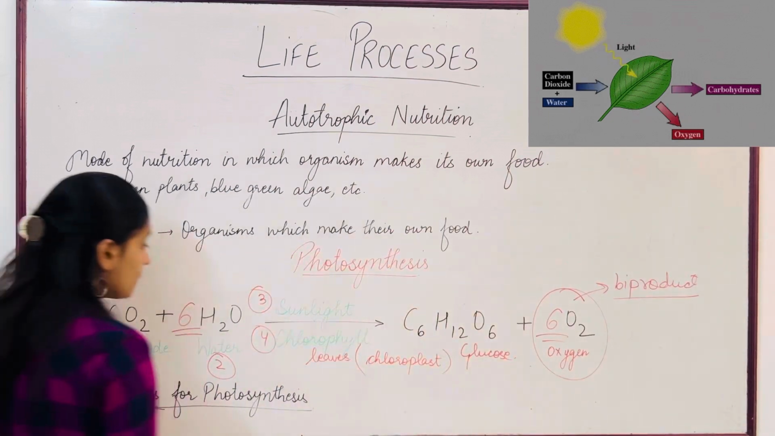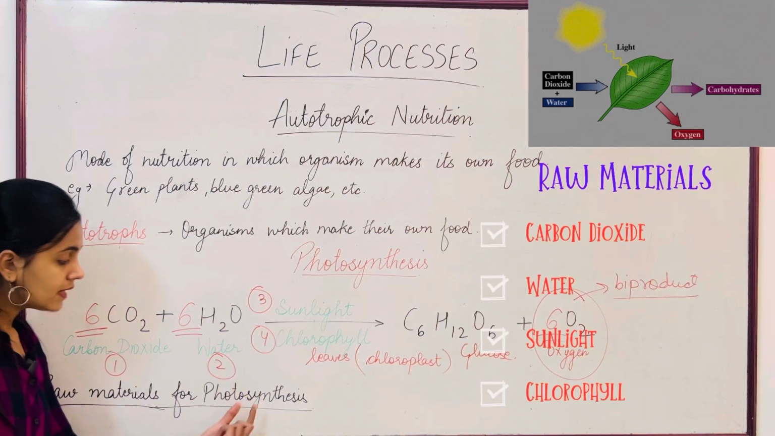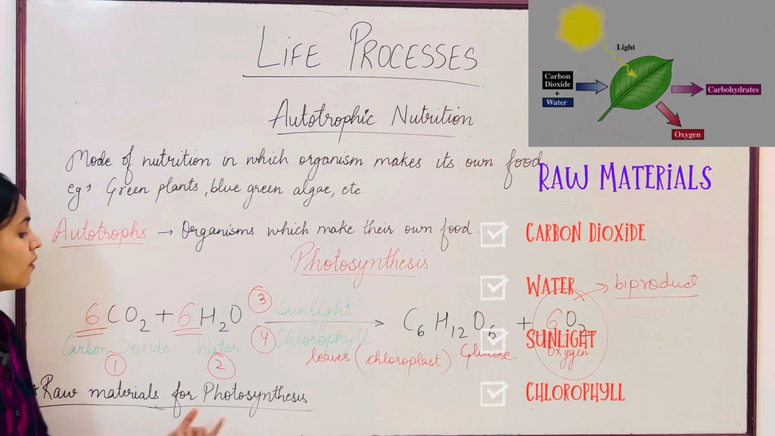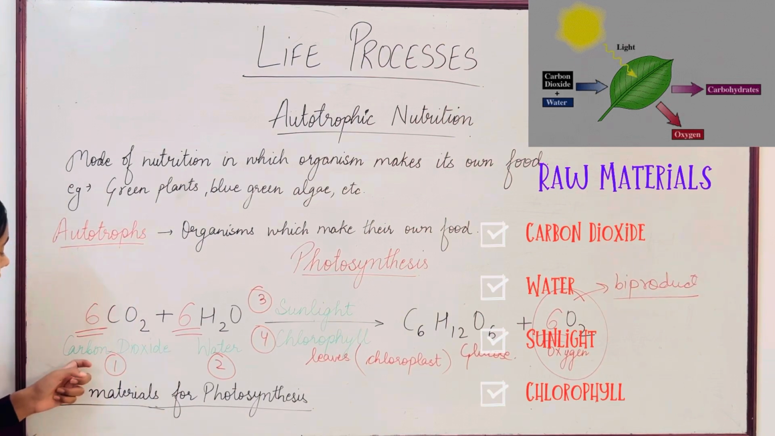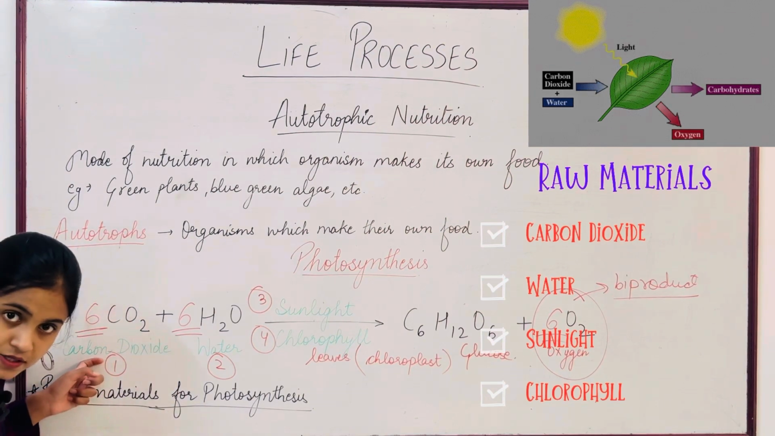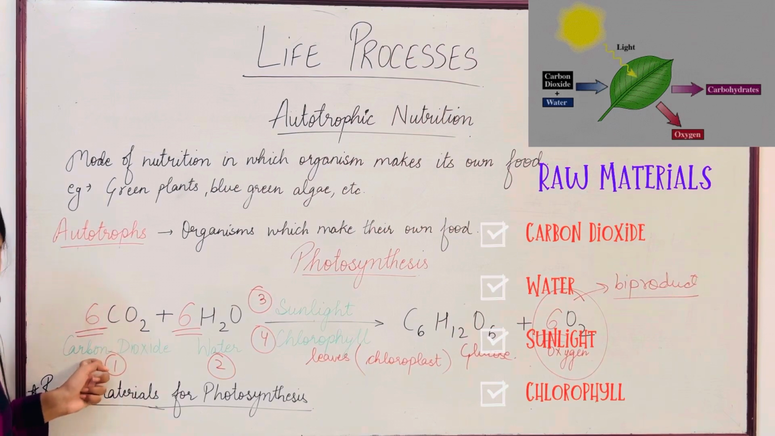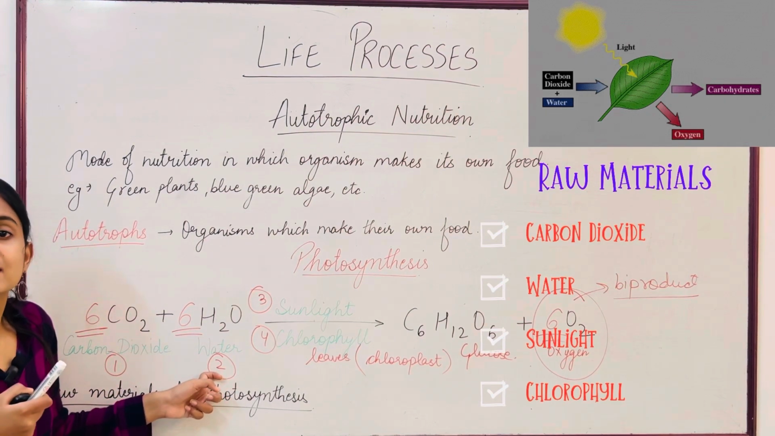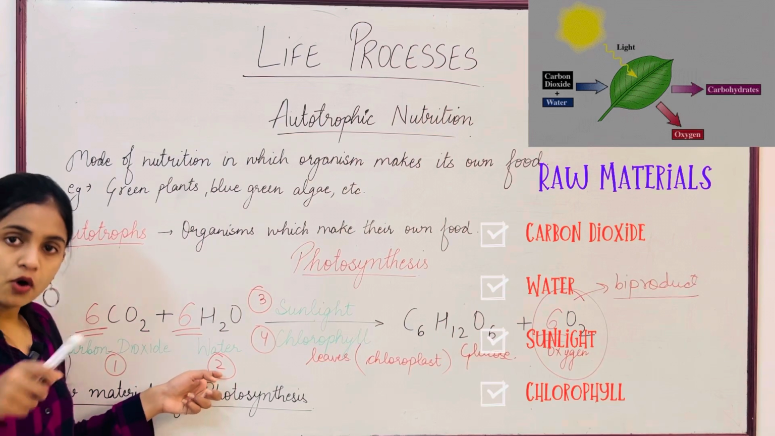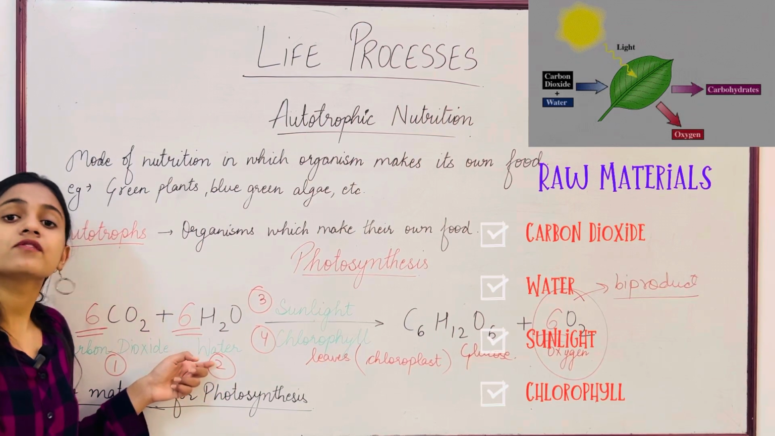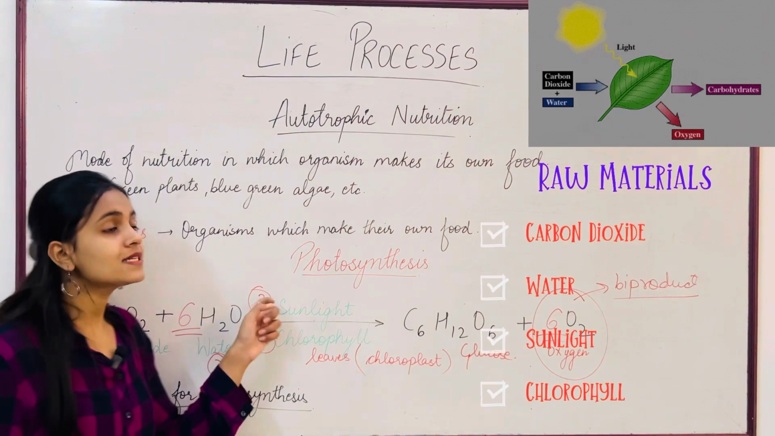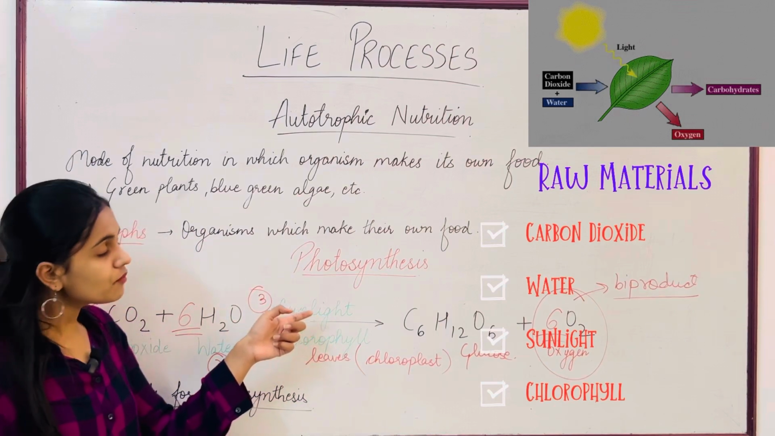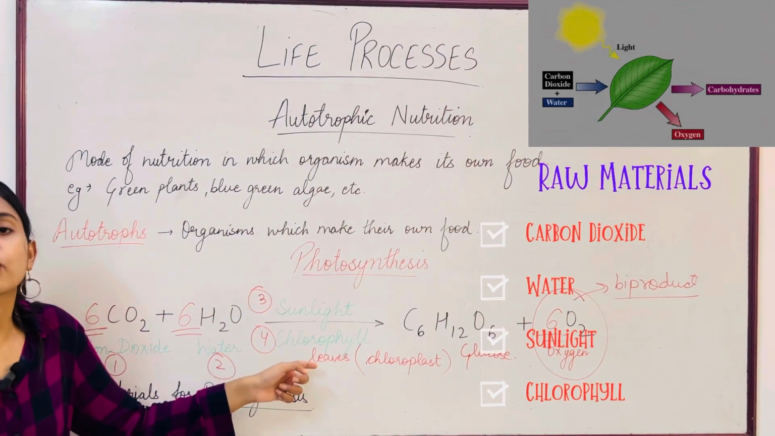Now, if we talk about raw materials, what materials are required to perform photosynthesis? First is carbon dioxide, which is present in air. Second is water, which the plants take from the soil. You water the plants, and that water is taken from the soil. Third is sunlight, which is obtained from the sun obviously. And the fourth is chlorophyll.